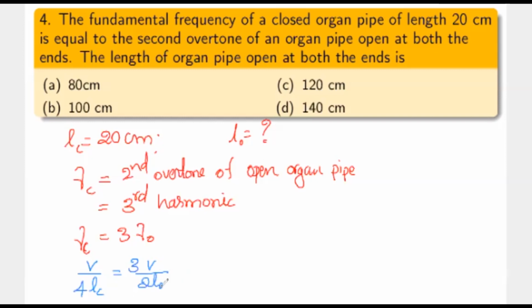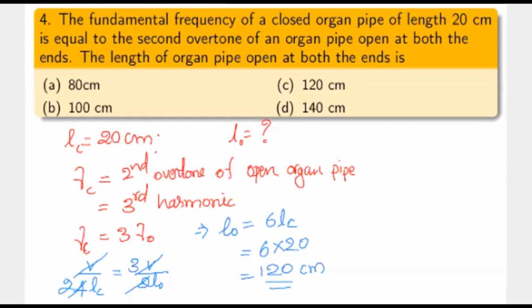Now we shall solve for L naught. V also cancels. So we get L naught equals 3 into 2, which is 6 times LC. And what is LC? The length of the closed pipe is 20 centimeters. So 6 into 20 is 120 centimeters. So option C is correct.